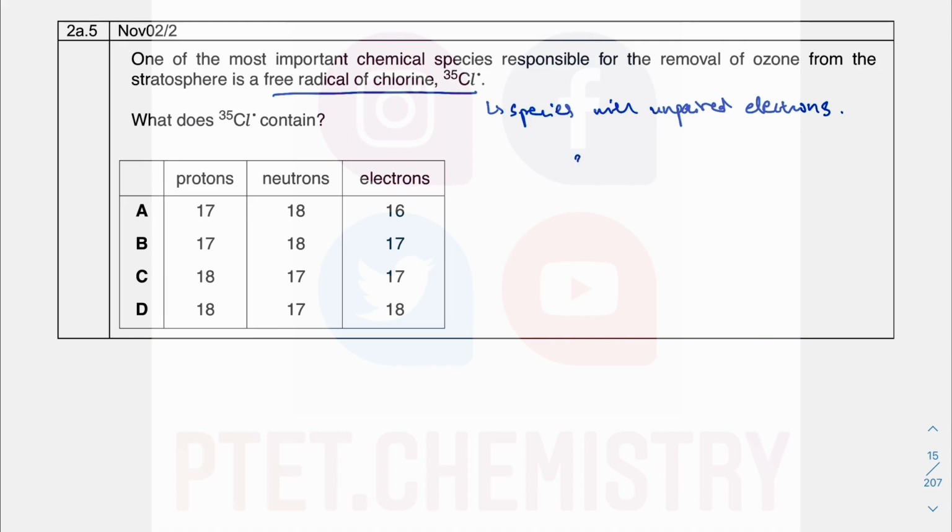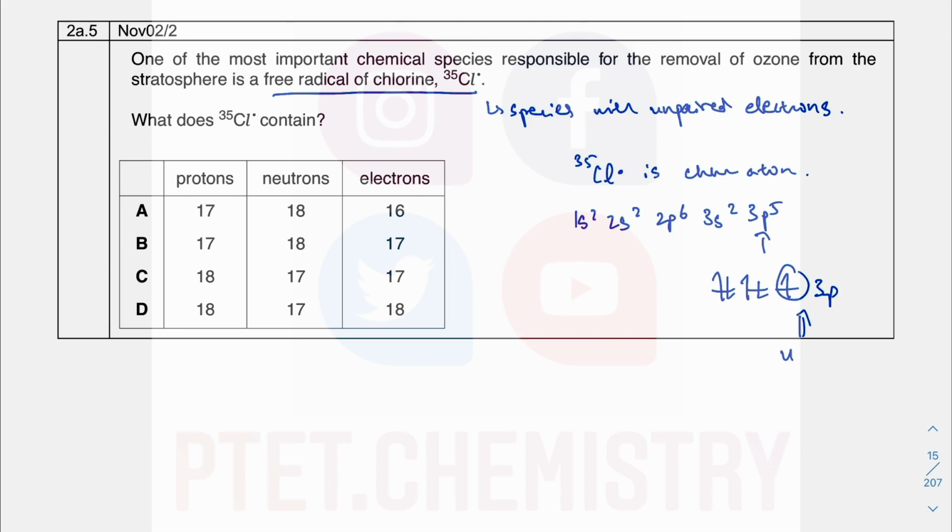Okay, when you think about 35 chlorine dot, it is a chlorine atom with an unpaired electron. So it has 1s2, 2s2, 2p6, 3s2, 3p5. So if we just look at the p subshell, it's got 1, 2, 3, fill parallel spin first, 4, 5. This is your unpaired electron. Okay, so the atom itself has an unpaired electron. That's why it's called a free radical.